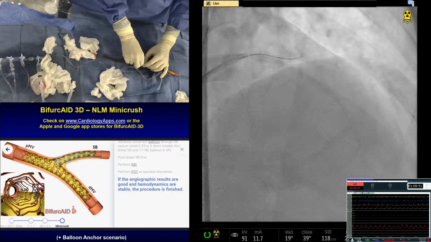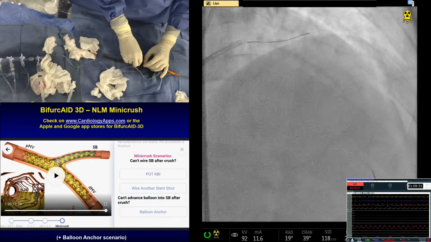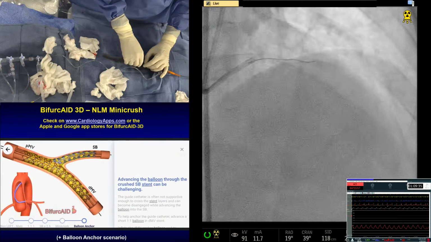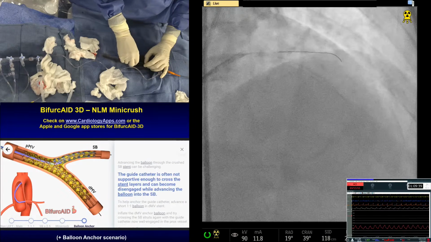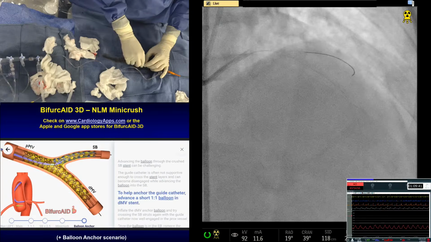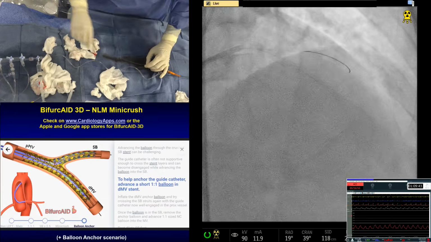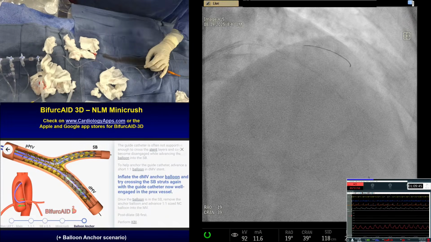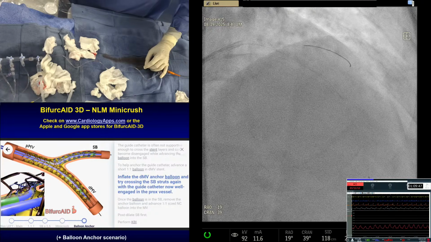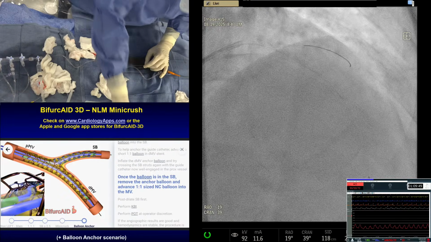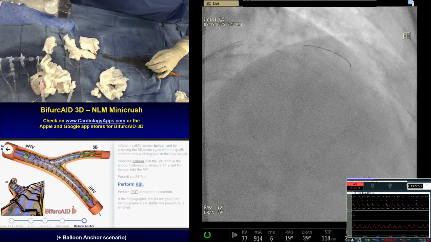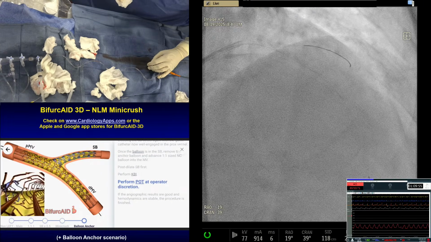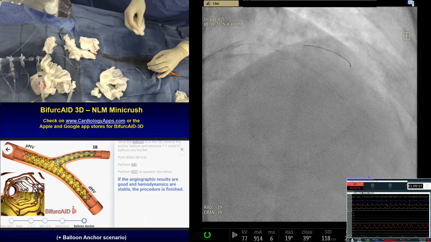Now the question is, do you want to use a 1.5 balloon first, or what do you want to do? We have a 2.0. Get us a 2.0 by 12 compliant balloon. This is the first mini crush we are doing using this stent. So let us see if the 2.0 by 12 balloon goes, or get us a high pressure balloon, 3.0, because we may need to anchor.